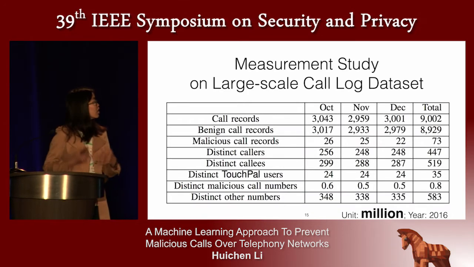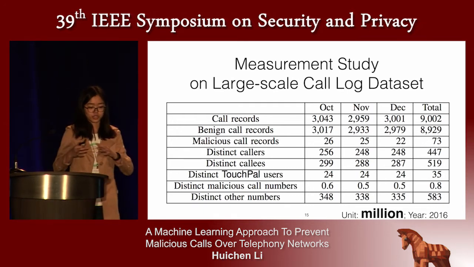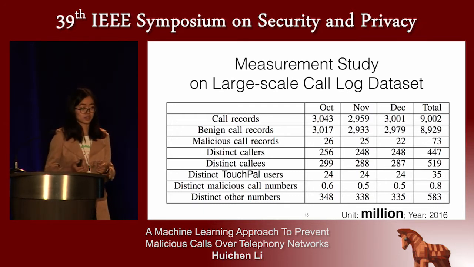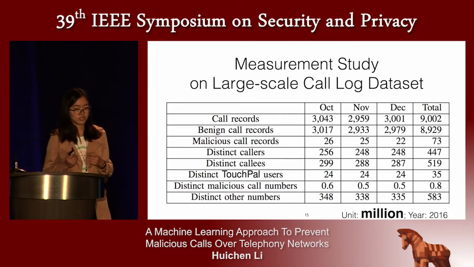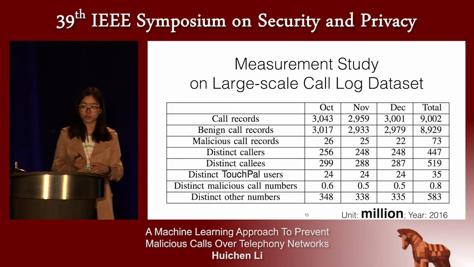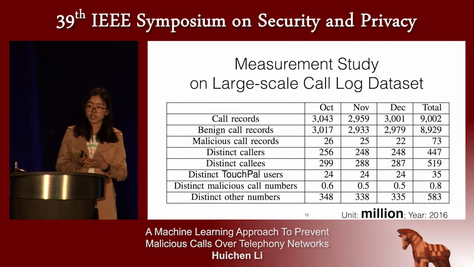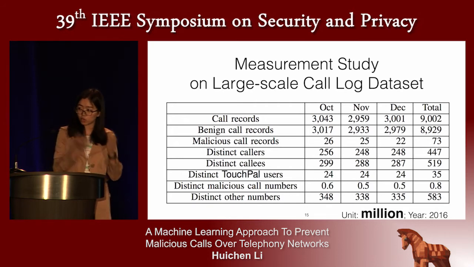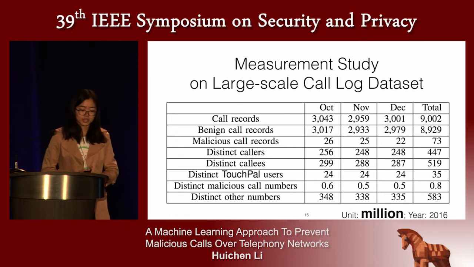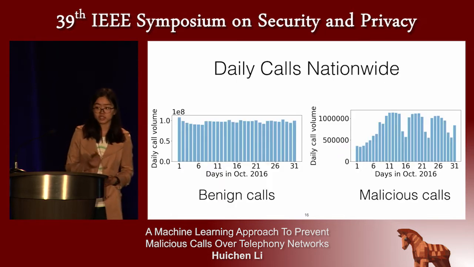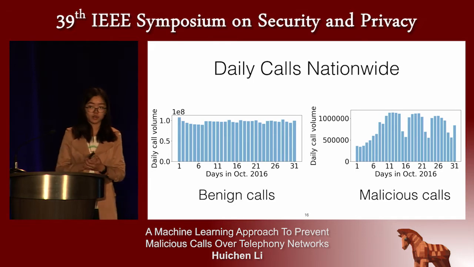We collected a large-scale call log dataset during 3 months in 2016 in China. This call log dataset contains over 9 billion call records. They are all labeled. A call log is labeled as malicious if the caller in that call is in our blacklist. Otherwise, it's benign. So we did some measurement study over this dataset, and I will show a few results here.